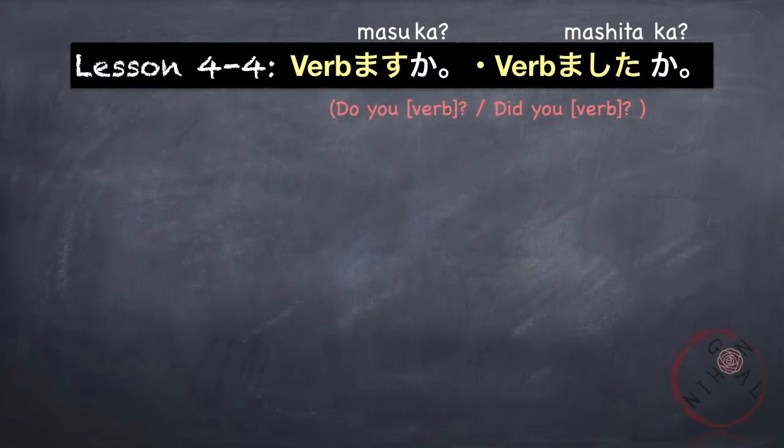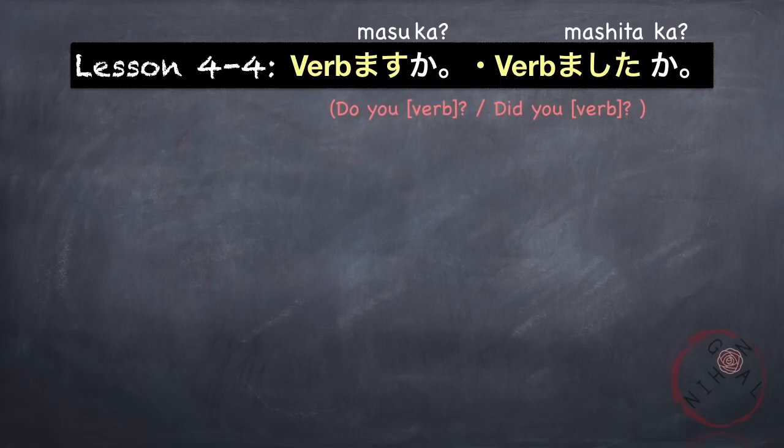As usual, it's very simple. Just add ka at the end of the sentence to make it into a question. So verb mas ka means do you verb, or do you do a certain action? And to ask the past form of this is verb mashita ka? Did you do a certain action?